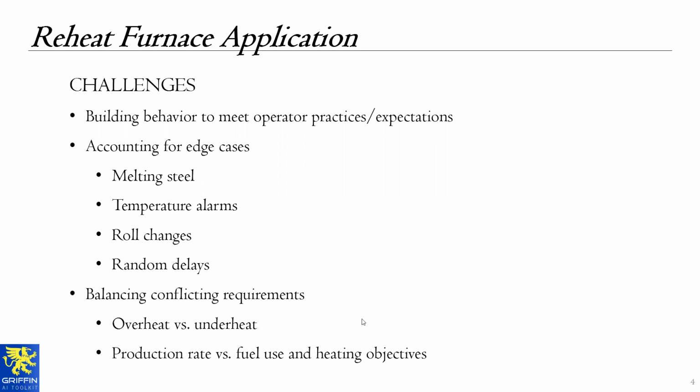And there are big conflicting requirements to balance, such as different temperature requirements for slabs. You might have a slab with an aim temperature of 2100 right next to a slab with an aim temperature of 1950, and you're going to have to figure out how to manage that. And there are some serious conflicting objectives in terms of production rate, standing against fuel use and your heating criteria.